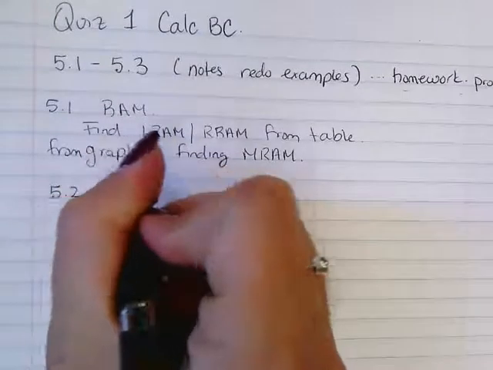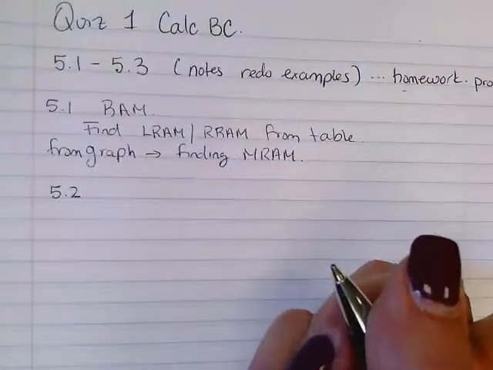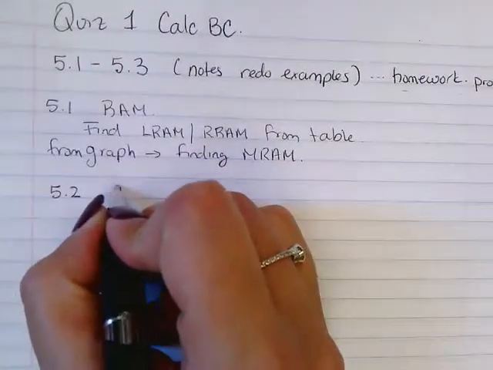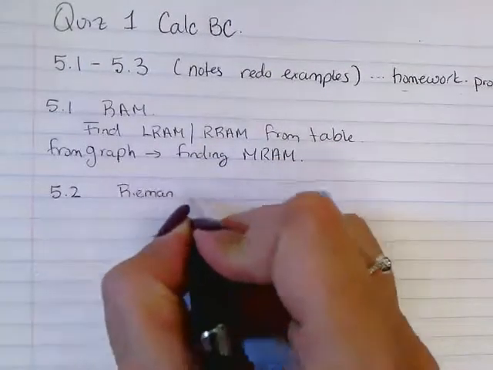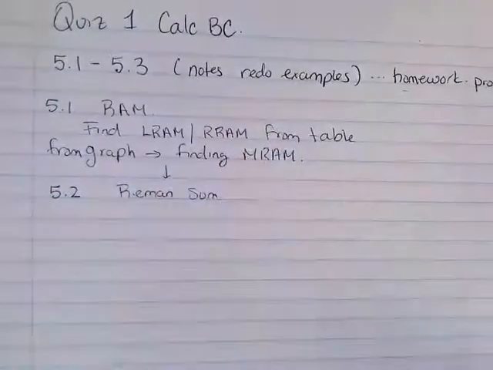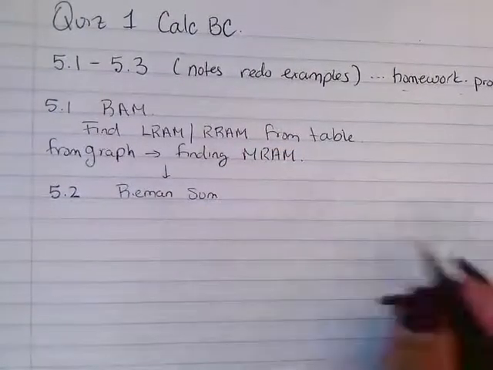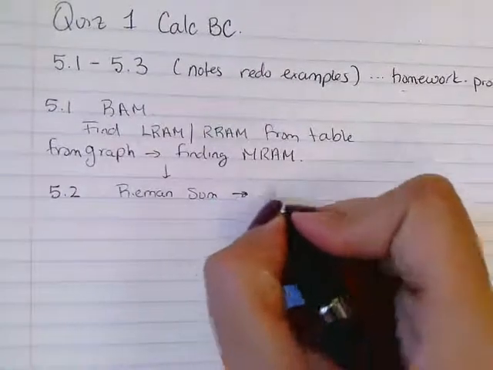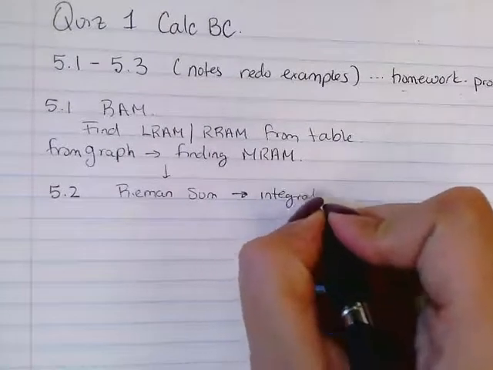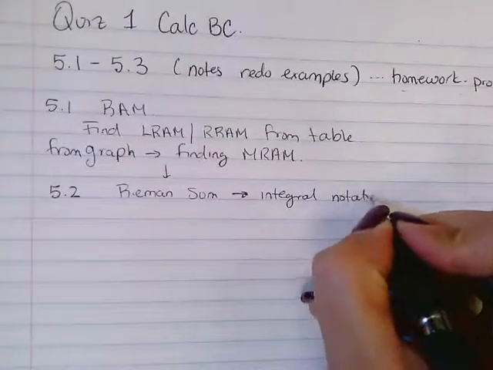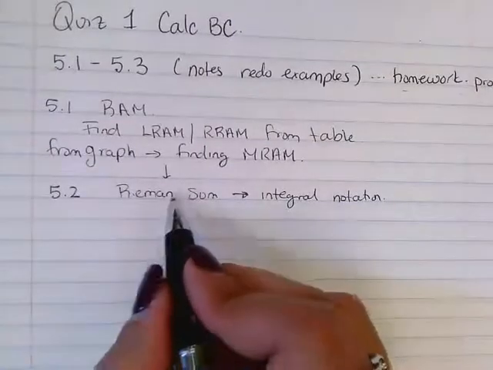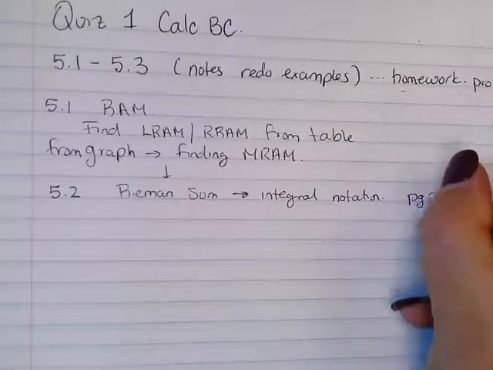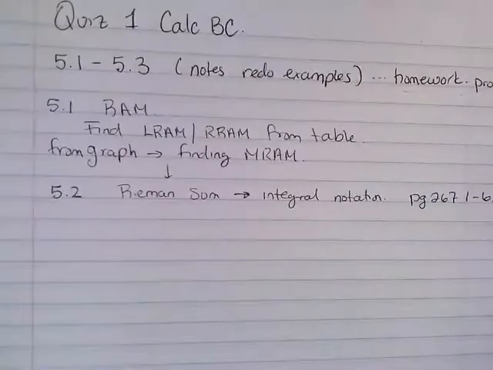5.2 was the Riemann sum and then putting it together to integral. So taking the Riemann sum, which is basically the same thing as saying rectangular approximation method, but giving it a notation, and then rewriting that into integral notation. So make sure you know how to go from the Riemann sum notation to the integral notation. Examples are like from page 267, 1 through 6.